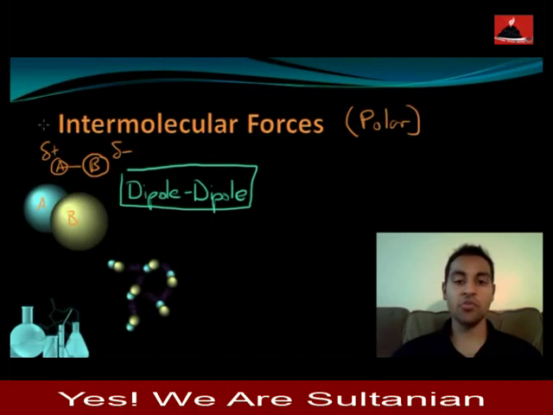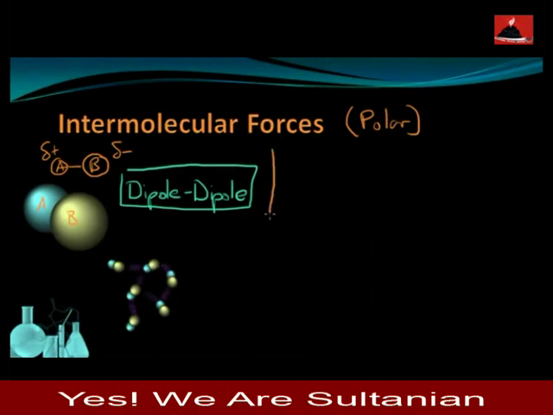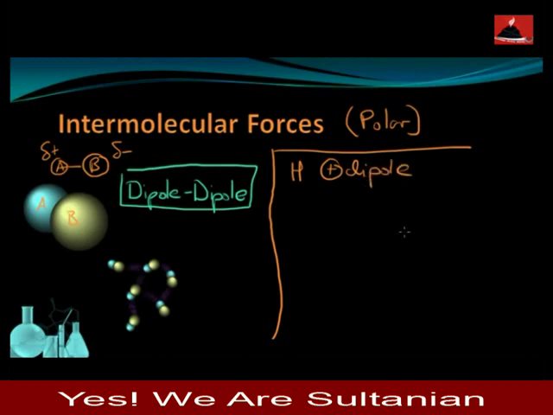Now because polar molecules only have a partial positive and a partial negative charge, the attraction between them is significantly weaker than the attraction we see between ions in an ionic crystal. Let's take a look at a special case of dipole-dipole interaction. And that special case arises when hydrogen is the positive dipole in the polar molecule.